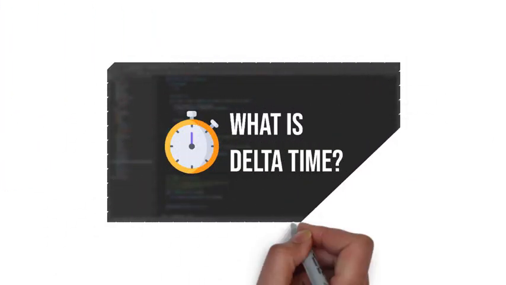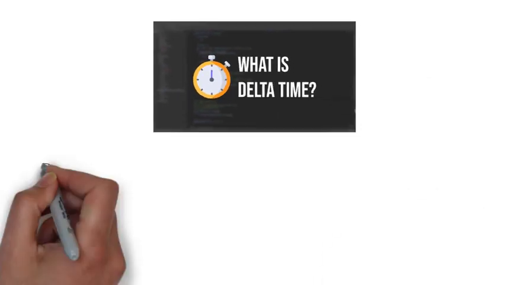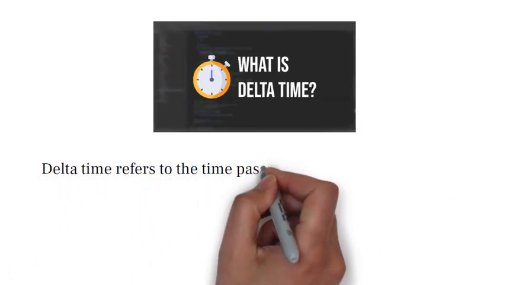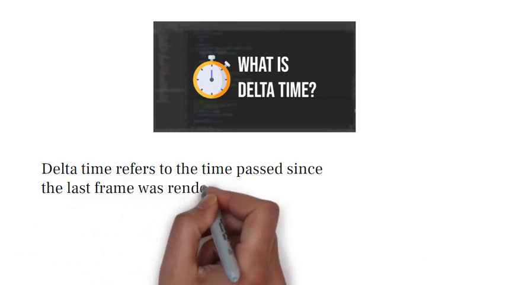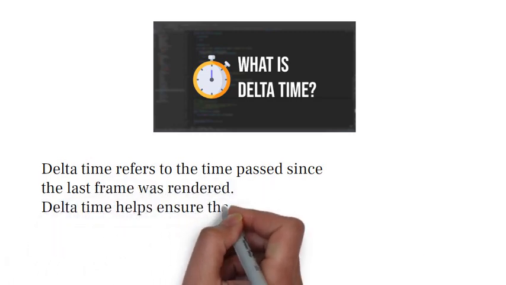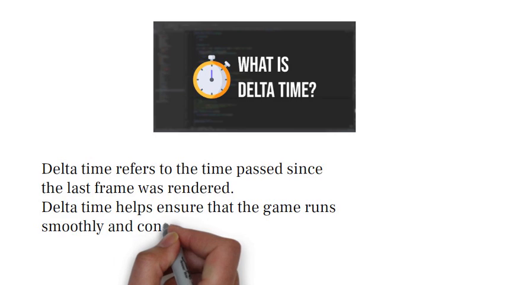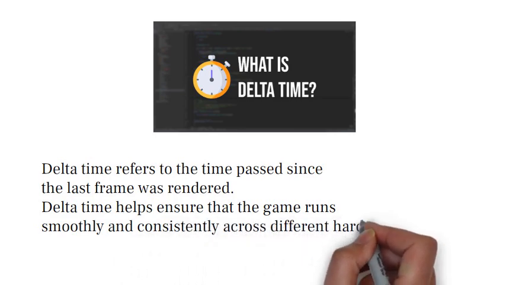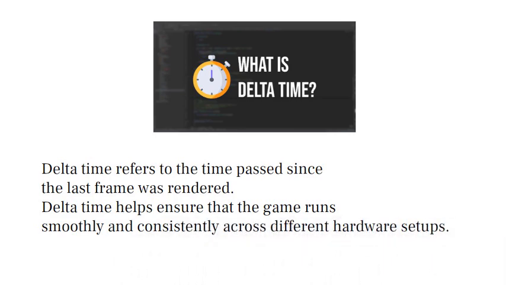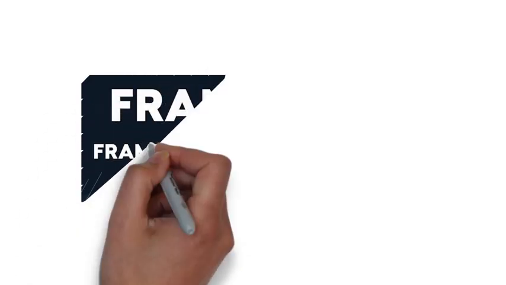Let's understand what is delta time. Delta time refers to the time passed since the last frame was rendered. Delta time helps ensure that the game runs smoothly and consistently across different hardware setups, and delta time is usually used in the game loop.